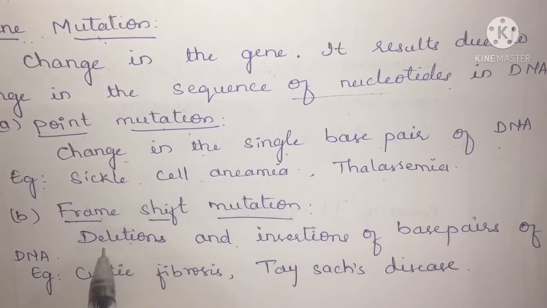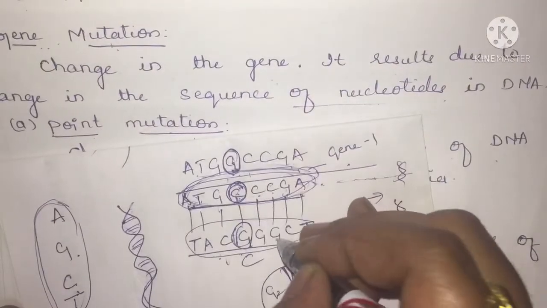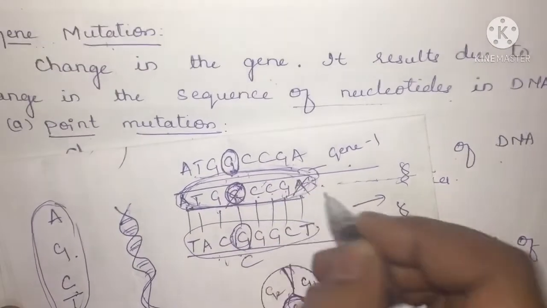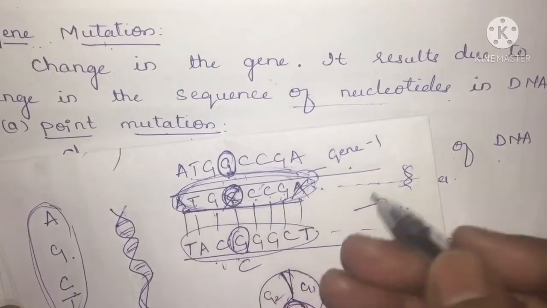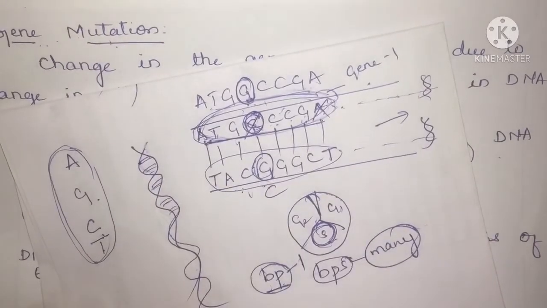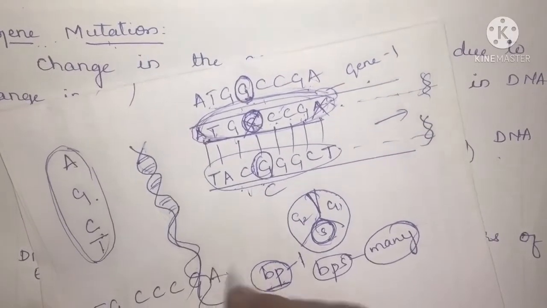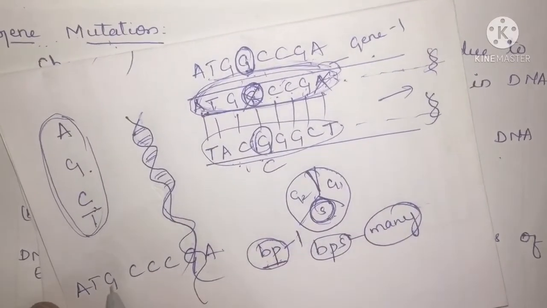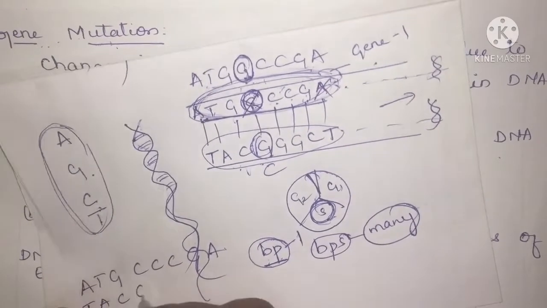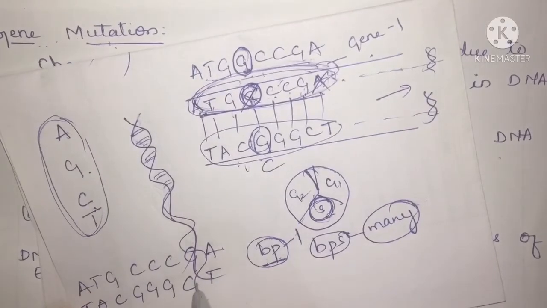There can be a deletion of base pairs or an insertion of base pairs. For example, if I show the sequence A, T, G, C, C, C, G, A, then its complementary strand will be T, A, C, G, G, G, C, T. So this is the sequence.